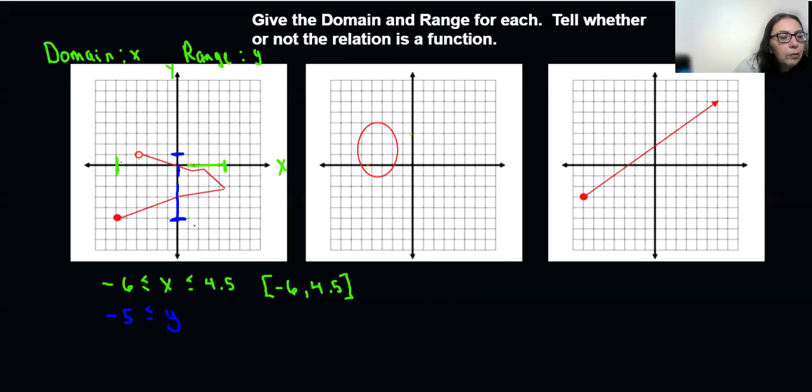Now, how high above 0 does it go? 1. But it's open here. So when it's open, you just use a less than symbol, 1. So when I write it in my interval, it's closed on the -5, but it's open on the 1, so we use a parenthesis. And then lastly, is this a function?